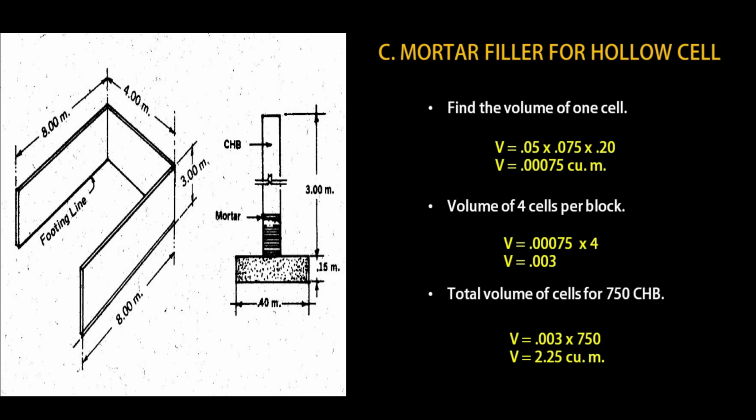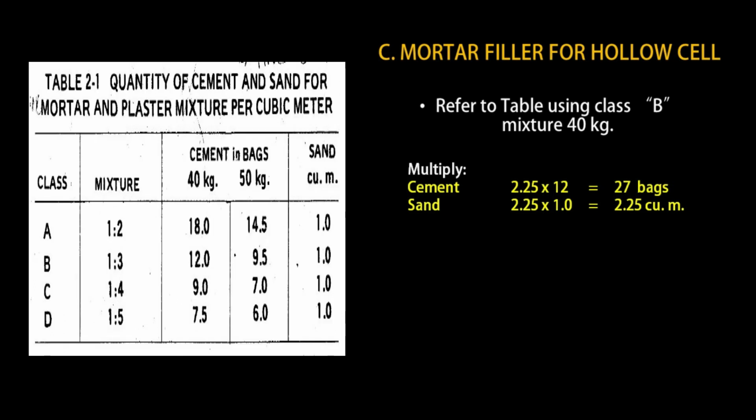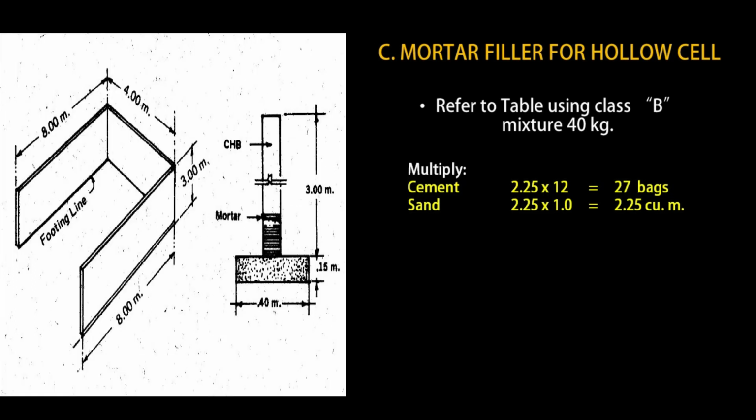And that would result to 0.003. And lastly, we multiply it by 750 CHB. That would give us 2.25 cubic meters. We then again refer to the table using Class B mixture of 40 kg cement. 2.25 times 12 is equal to 27 bags of cement, and 2.25 times 1.0 will give us 2.25 cubic meter of sand.